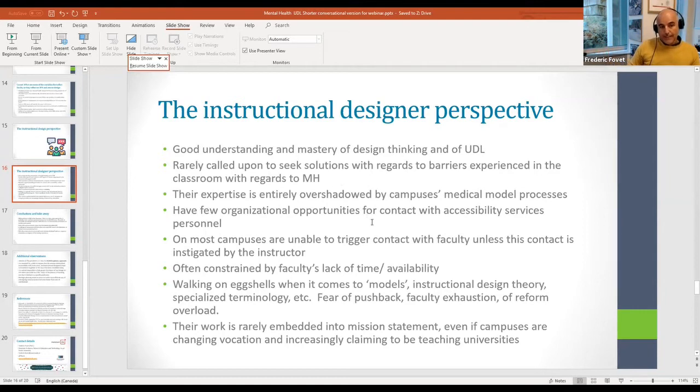They have few organizational opportunities to contact accessibility services. So think about it, they have difficulties, as I'm going to come to, creating bridges of communication with faculty, but they also usually don't talk to student services and disability service providers. So that part of the communication doesn't happen. Often on most campuses, they are unable to trigger contact with faculty unless the faculty trigger contact. So it's left to the faculty to make contact. They are not free to call a professor and say, do you need my expertise with regards to UDL? Often they realize there are strains on faculty's time and availability. They're walking on eggshells when it comes to models of instructional design. So sometimes they fear, I can't really start unpacking all this fully because people are just not wanting to hear about teaching theory and things like this. And then the work is rarely embedded into mission statements. So even if they have that desire to speak up and offer solutions with regards to mental health, often there isn't a wider systemic setting for all this to happen.